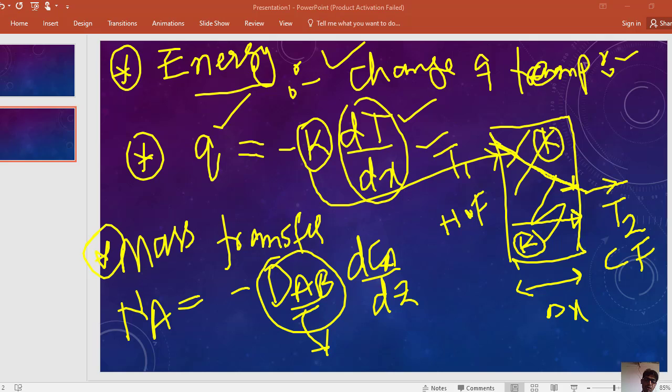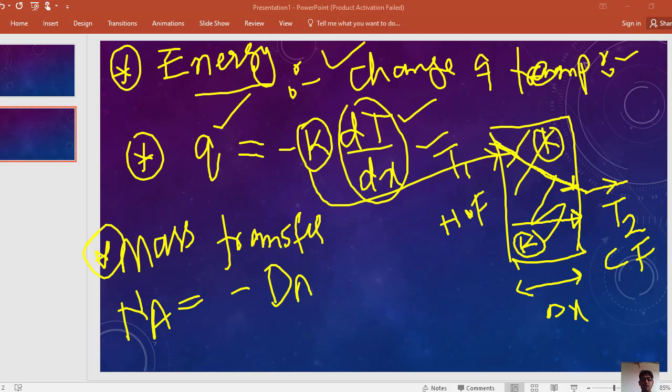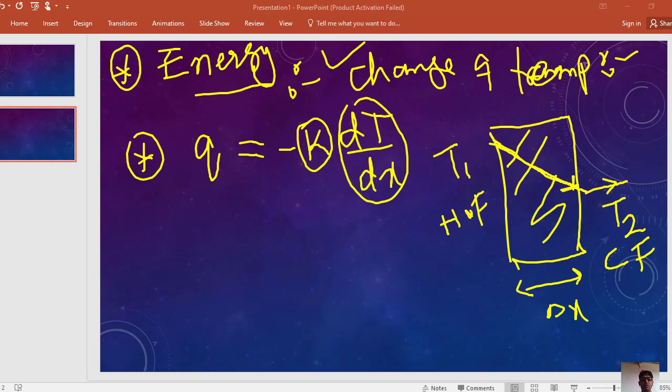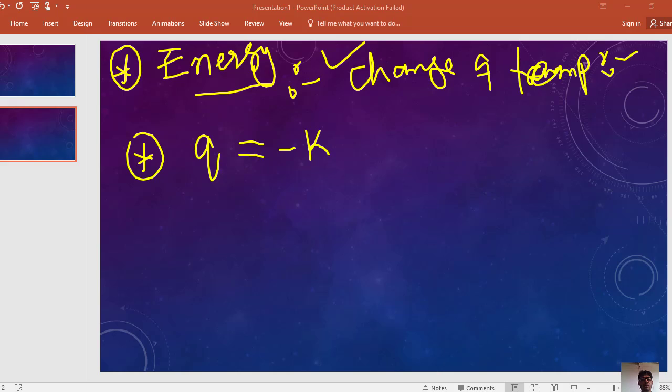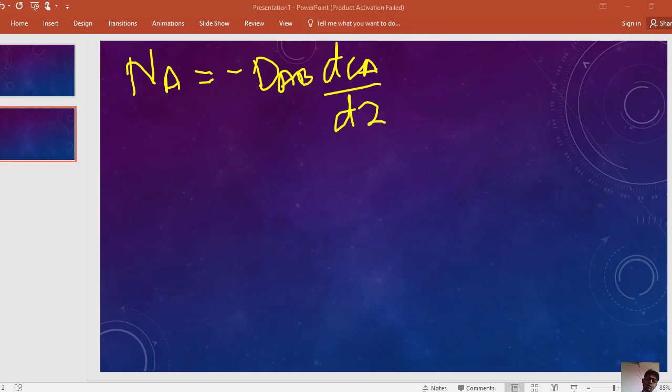Again, it is obtained from correlations, tables and graphs. And this is the concentration gradient. This diffusivity can also be obtained from various equations and correlations. So in transport phenomena, we are discussing three important phenomena: one is momentum transport, the second is energy transport, and the third is mass transport. Mass transfer follows Fick's law, and the mathematical form is minus DAB dCA by dZ.